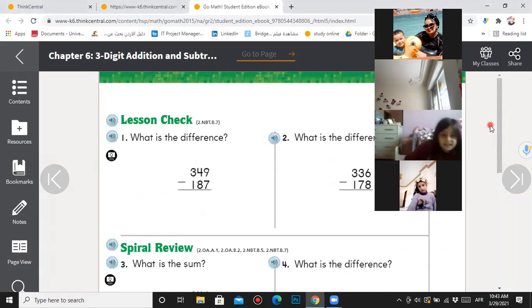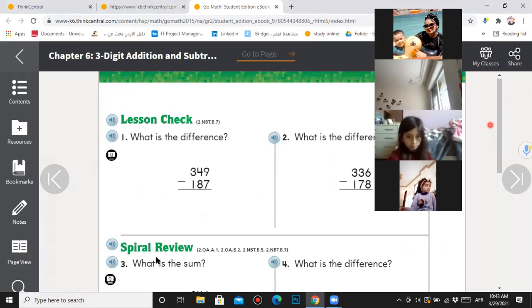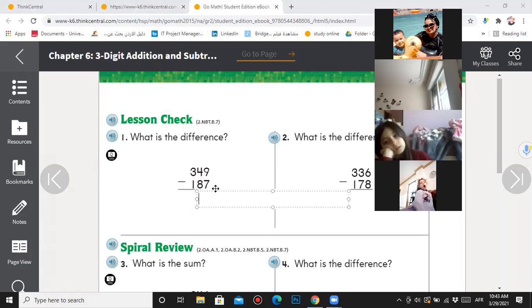What is the sum, Batul? No, what is the difference? It's not the same as your book. What is the difference? Question number one. It was homework. Ayyab, give me the answer. What is the difference? Yes, question number one.